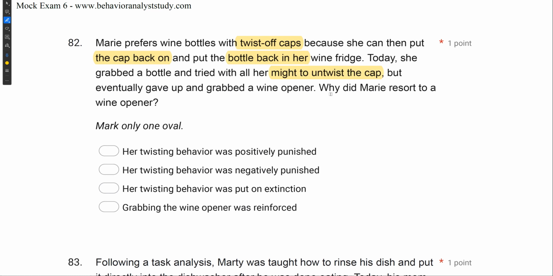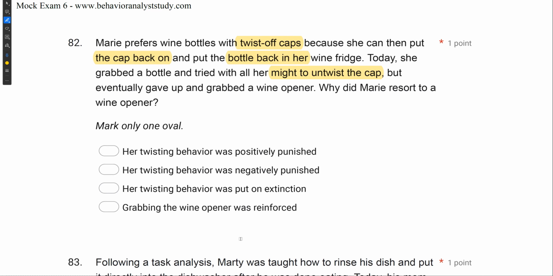So what usually happens, right? In the past, what happens? Well, she grabs the bottle, she untwists the cap, it comes off. Her behavior is reinforced. Today, she's not getting any reinforcement for twisting. So, is her behavior being punished? It's not. There's nothing being positively or negatively added or taken away, right? What's happening is reinforcement is being withheld. Her behavior is typically reinforced when she untwists the cap. Today it's not. Reinforcement has been withheld for a behavior that was previously reinforced.